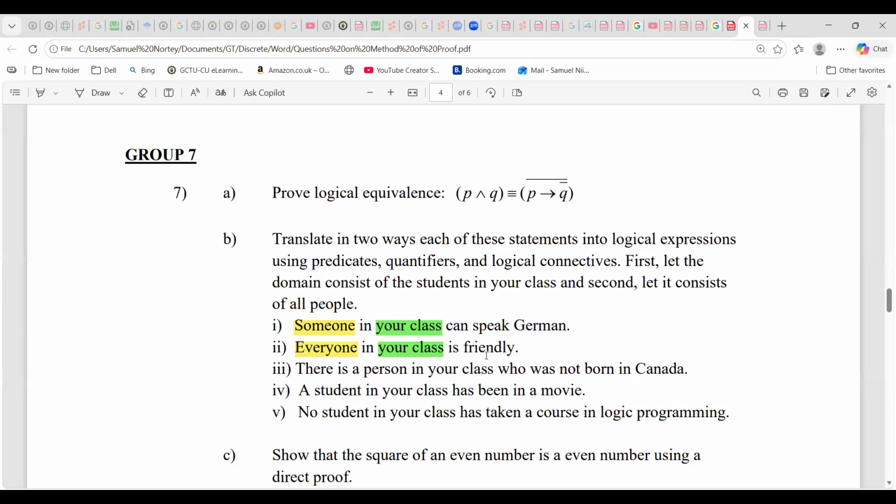So X is friendly. Now, everyone in your class becomes for all X. No, it's not the E. Everyone is the A upside down. That's universal. Then X is friendly becomes F of X. Okay, so this is what the second part is.